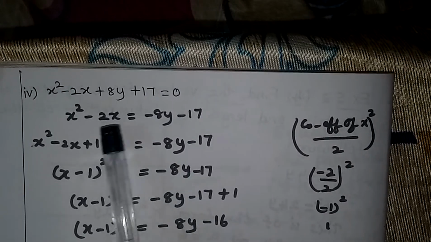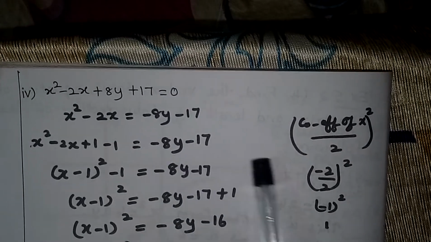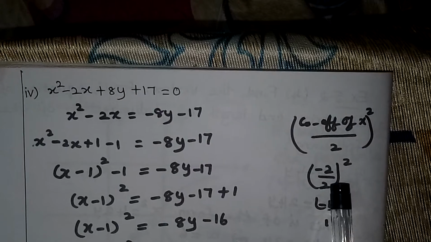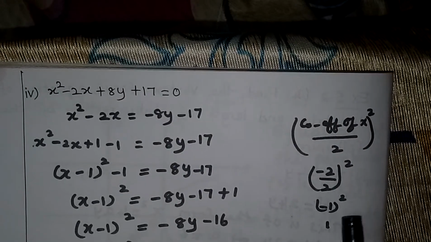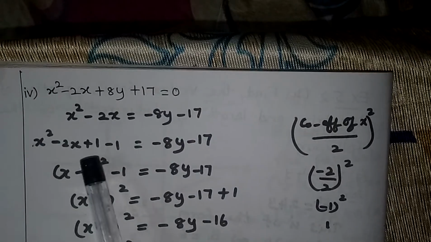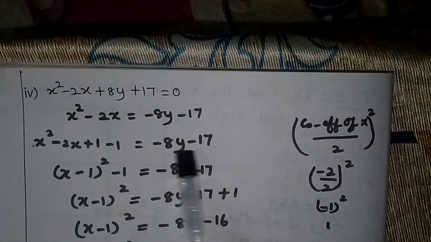Okay. So here the coefficient of x is what? It is minus 2. So divide this minus 2 by 2 and square it. When you cancel this, it is minus 1. Minus 1 the whole square is 1. So you put plus 1 and minus 1. Right hand side is same.